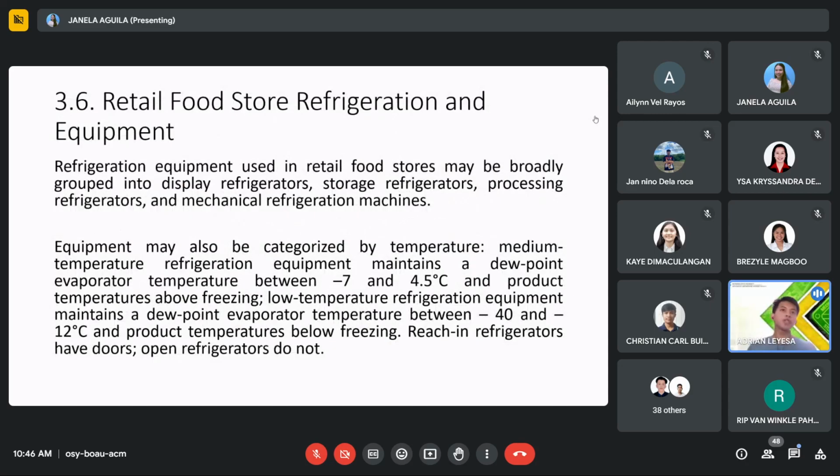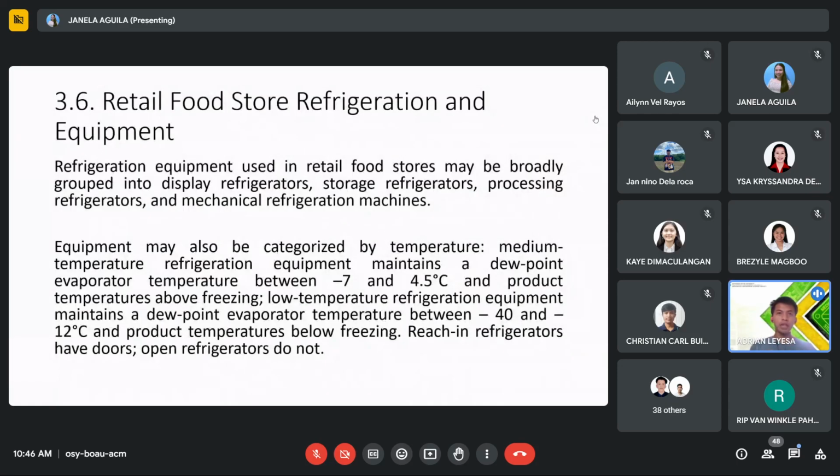So, retail food store refrigeration and equipment. Refrigeration equipment used in a retail food store may be broadly grouped into display refrigerators, storage refrigerators, processing refrigerators, and mechanical refrigeration machines. So, yung display refrigerator, they are used to show or to showcase the food to the customer. So, ito yung lagi nating nakikita dun sa mga tindahan.